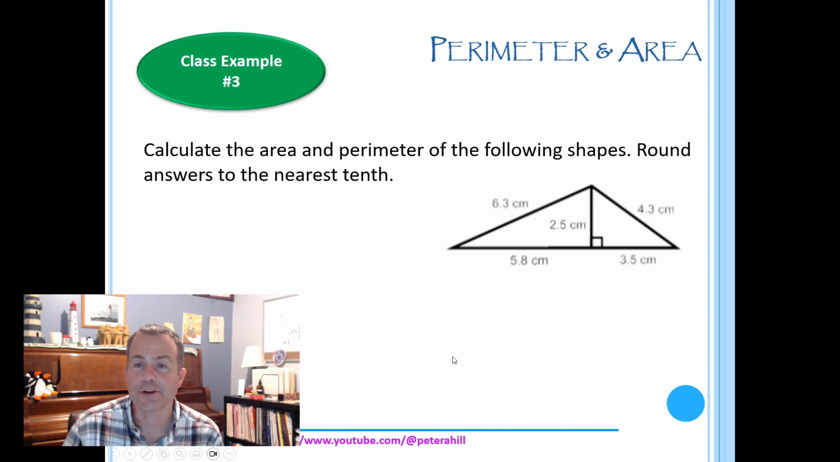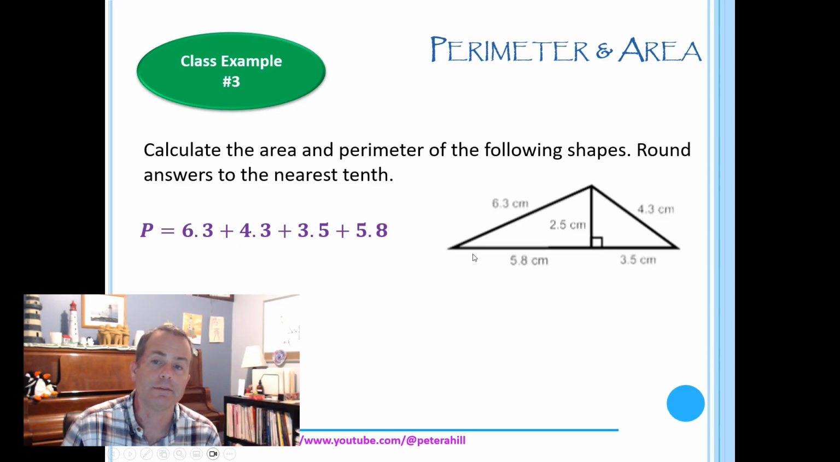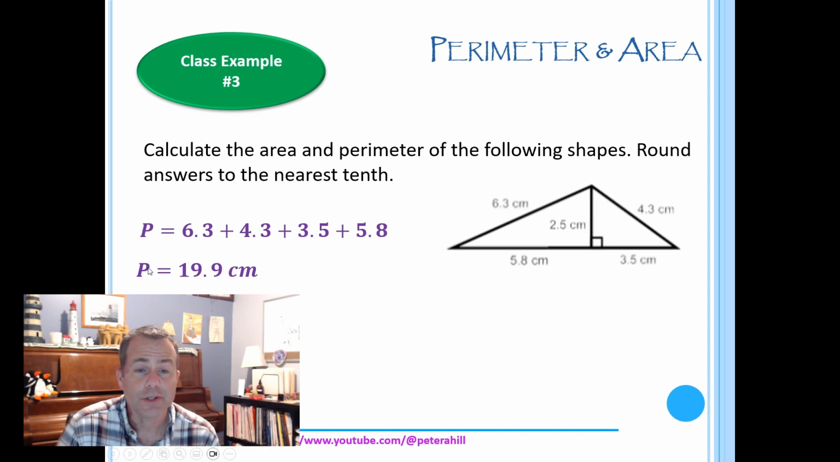All right, calculate the area and perimeter of the following. So we've got this triangle here. The outsides of the triangle are all given to us. They're just given in 4 different pieces. So if I was going to do the perimeter, I just add up those 4 pieces. So I've got that 6.3, the 4.3, the 3.5, and the 5.8. So I've gotten all the way around that shape. I've also done a quick check to make sure that all of the measurements given to me were in the same unit, and these were all in centimeters. Then I just add them all together, so P will be 19.9 centimeters.